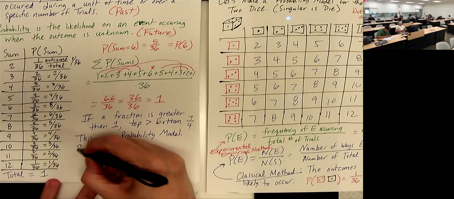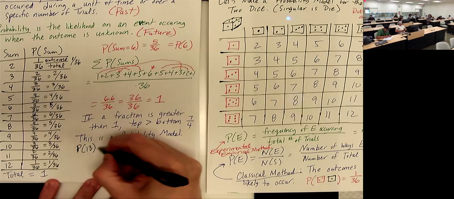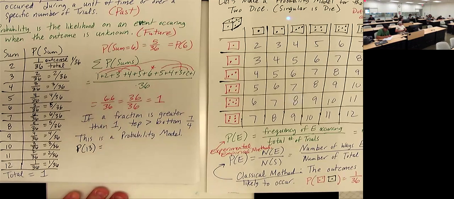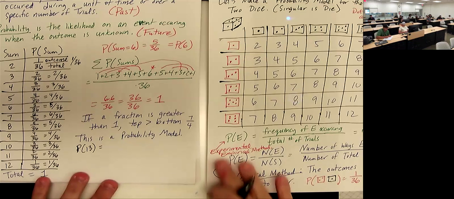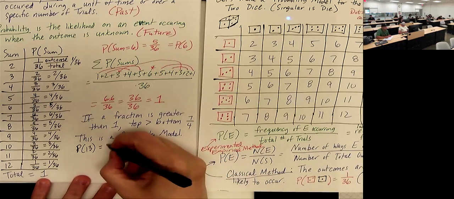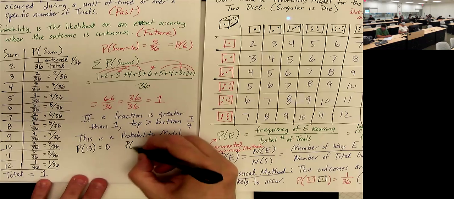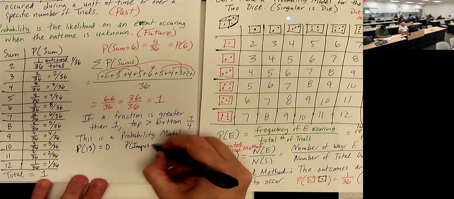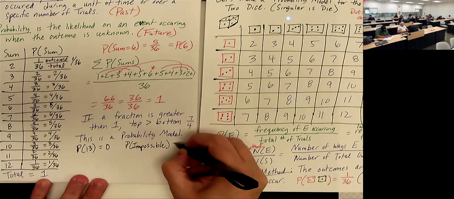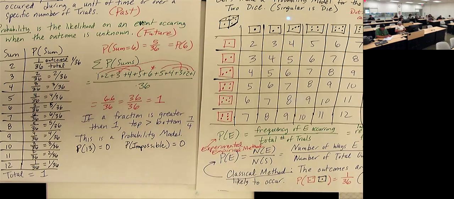What is the probability of getting a 13? 0, right? There's no outcome on this table that's 13. The probability of impossible events is 0. If there's no way for it to occur, the probability is 0.